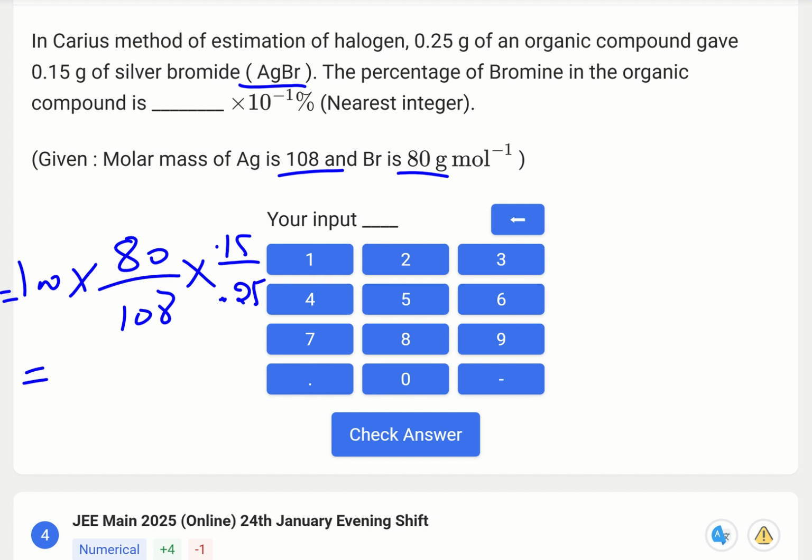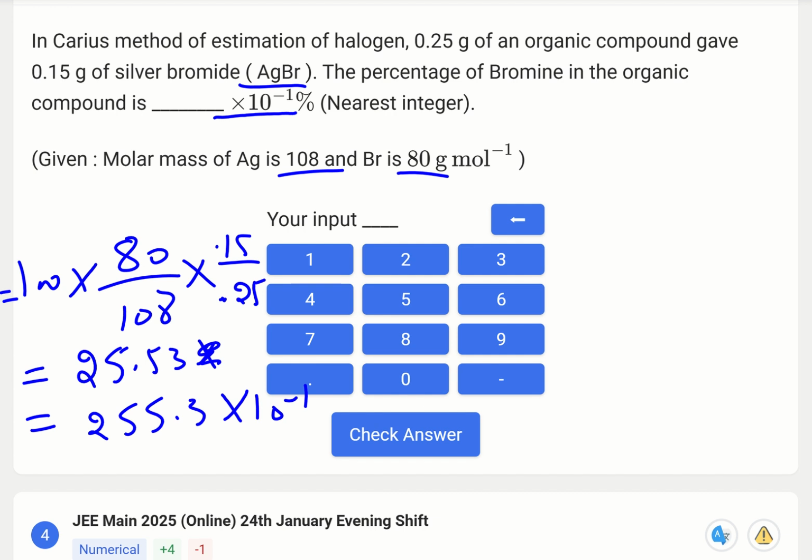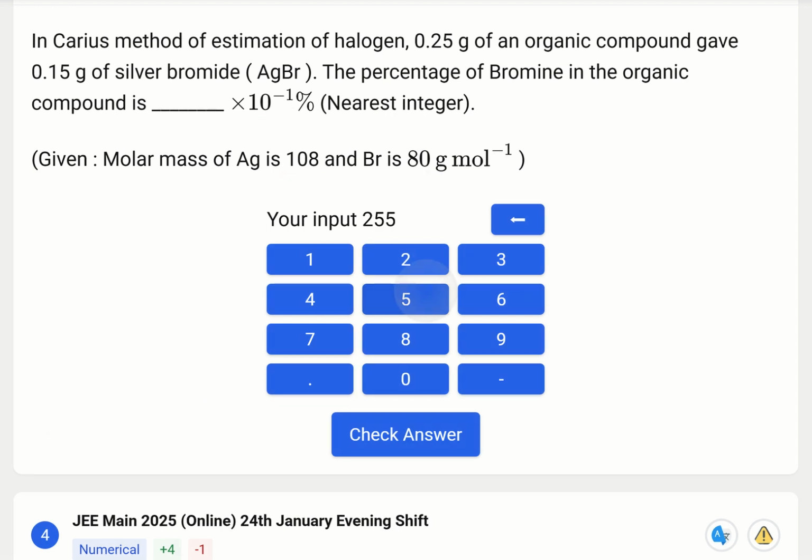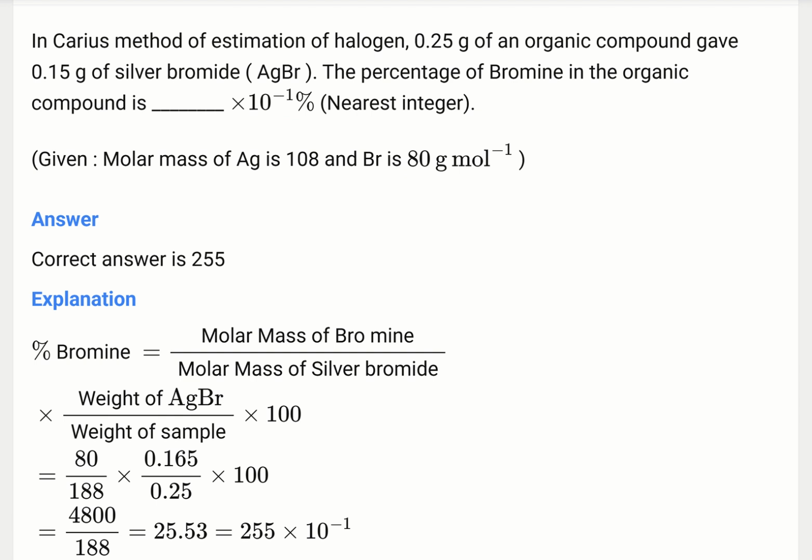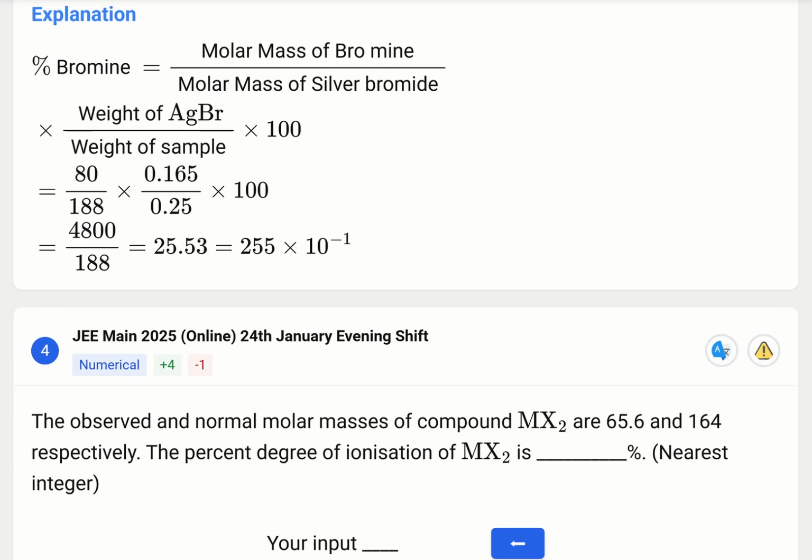So okay, I have to write in the form of 10 to the power minus 1%. The answer I am getting is 25.53. Okay, so I can convert it as 2553 into 10 to the power minus 1, means 2553 is approximately 255. That is my answer. Let us check this answer. So this is again a formula based question. Yes, we got this answer is right.